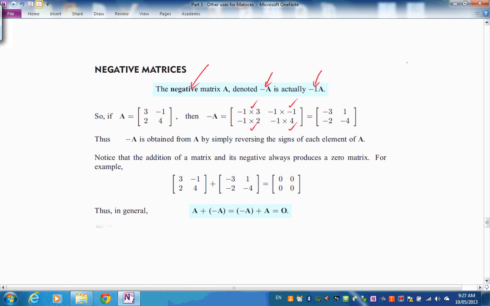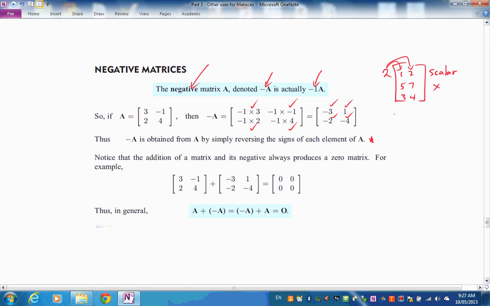Just as we did before, if we had 1, 2, 5, 7, 3 and 4 and multiplied it by 2, we're going to do this. We had a look at scalar multiplication before. So the -1 behaves in the same way, and you're going to get this matrix here. So you can say it's simply reversing the signs of each element. Yeah, well, I'd rather think of it as multiplying each element by -1.